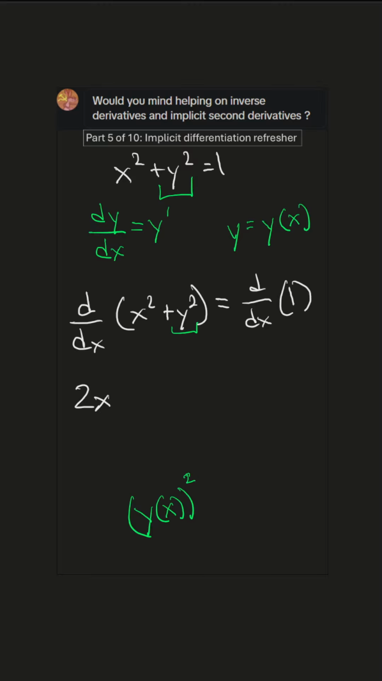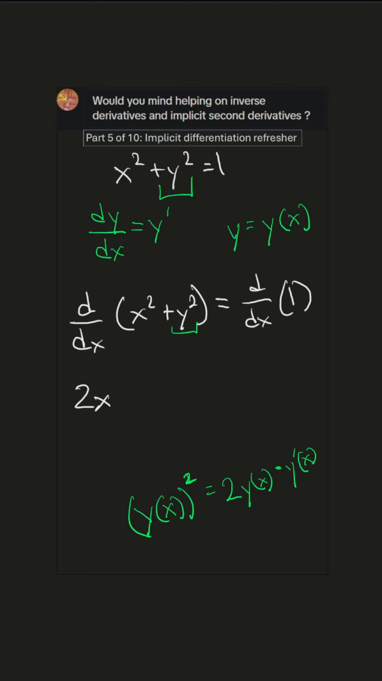So we can use the chain rule. First we differentiate the outside. So we bring that exponent down, and we get 2y. We could even say 2 times y of x. But then we have to differentiate the inside, and that's y prime of x. So that's just the normal chain rule. Differentiate the outside, multiply that by the derivative of the inside.